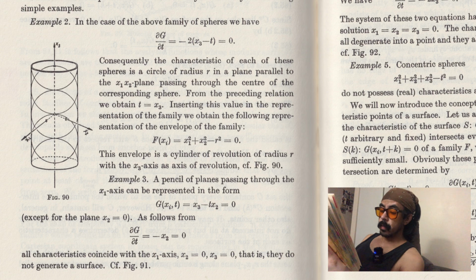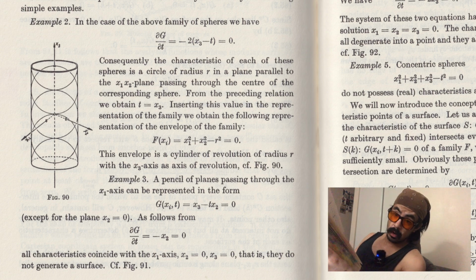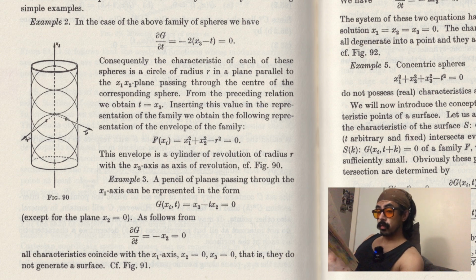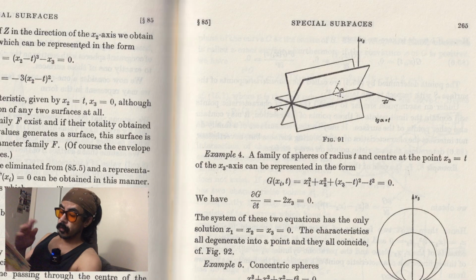We come to another example, example 3. A pencil of planes passing through the x1 axis can be represented in the form capital G in terms of xi and t is equal to x3 minus t times x2, which is equal to 0, except for the plane x2 equals 0. As follows from partial g partial t equals negative x2, which equals 0, all characteristics coincide with the x1 axis, x2 equals 0, and x3 equals 0. That is, they do not generate a surface, and for this we can refer to figure 91 below.